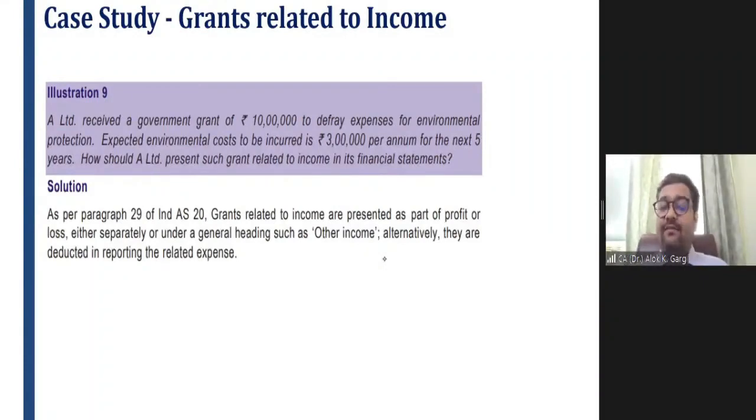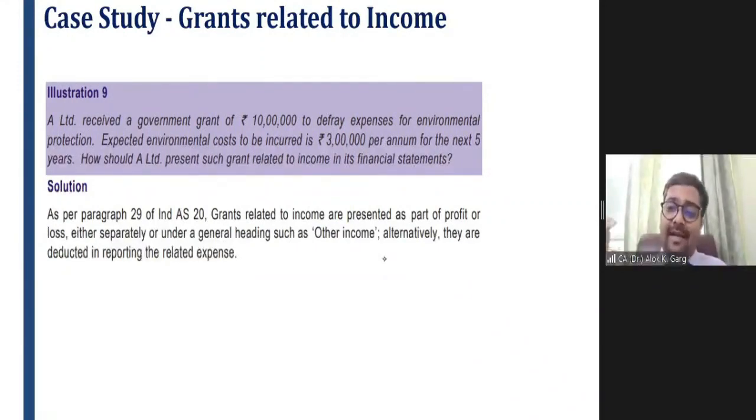So in this case, first of all, this 10 lakh has to be deferred and amortized over a period of 5 years. So A Limited, either this 2 lakh rupees has to be recognized as other income every year, so that in the 5 years 10 lakh will be recognized, and this expense of 3 lakh has to be shown as expenses in every year. Second alternate treatment, from 3 lakh rupees of expense, this 2 lakh will be reduced and 1 lakh net expense is required to be presented in the P&L.